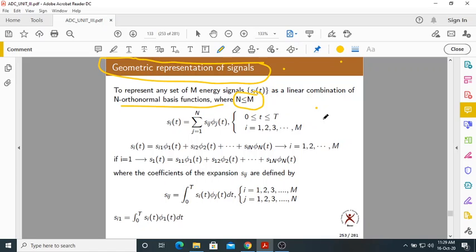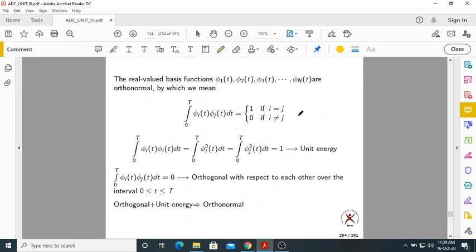Now, this is Sij. They are the coefficients of expansion. It is very simple to remember: Sij equals the integration from 0 to T of Si(t) phi j(t) dt. Here I have written very clearly, i varies from 1 to M, and j varies from 1 to N. So what is Si1? It is the integral of Si(t) phi1(t) dt. Like this you have to find out.